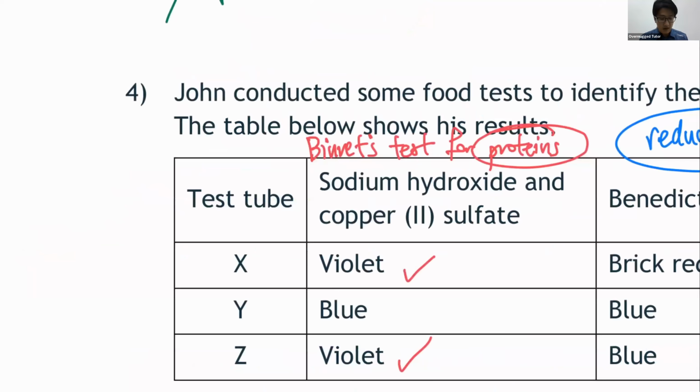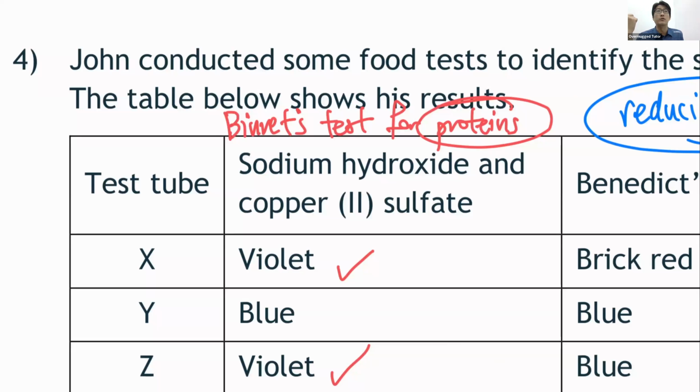So why do we need 2 different reagents then? Let me tell you right now. The only one that results in color change is the copper 2. So why do I need sodium hydroxide? Think back to, okay, very simple chemistry. What is sodium hydroxide? Just need one word from you. Alkali, thank you. Okay, sodium hydroxide is an alkali.